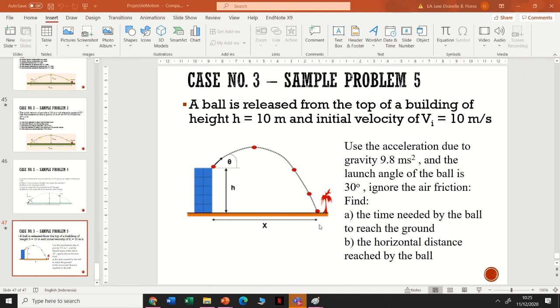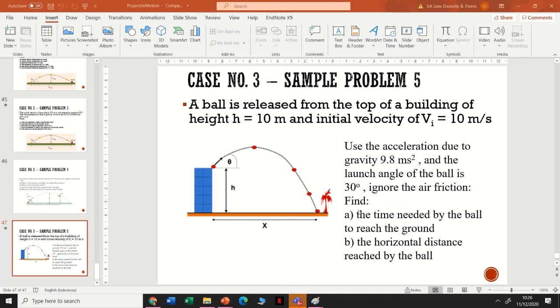Okay, so in case number 3, we have here the specific situation wherein a ball is released from the top of a building of a height equal to 10 meters, and the initial velocity VI is 10 meters per second. So again, we will be using the acceleration due to gravity. And aside from that, it is also given that the angle of projection is 30 degrees. So we have to find only two things. The first one is the time needed by the ball to reach the ground, and then letter B, the horizontal distance reached by the ball.